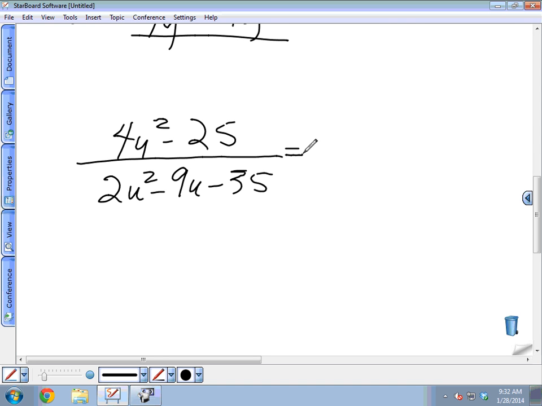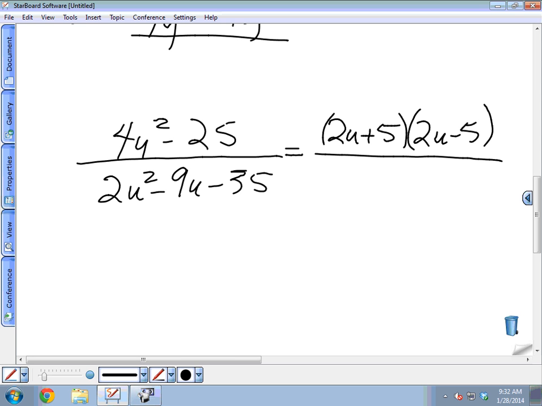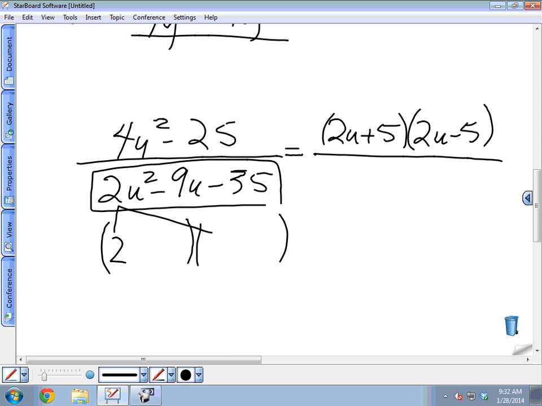Okay, first we always take out the greatest common monomial. There is no monomial common to 4 and 25. So I'm going to factor it into 2u plus 5 times 2u minus 5. Okay? And now down here, I'm going to factor this one just by doing it like this. Okay? I need 2 things that give me 2u squared, 2u and u. 2 numbers that give me negative 35, whose difference is 9. So, and one of them is going to be multiplied by 2.